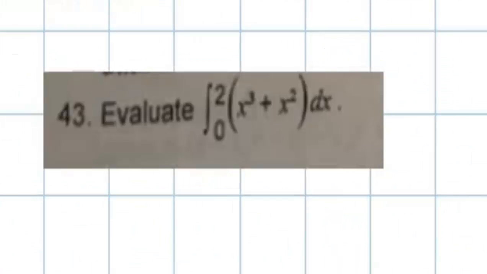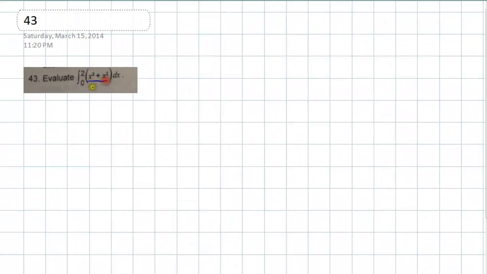Alright, so here we have question 43, and it wants us to evaluate the integral going from 0 to 2 of x cubed plus x squared. So the way that we're going to do that is, first we're going to take the antiderivative of what's inside here. So what I mean by that is we want to figure out what we started with to get to here.